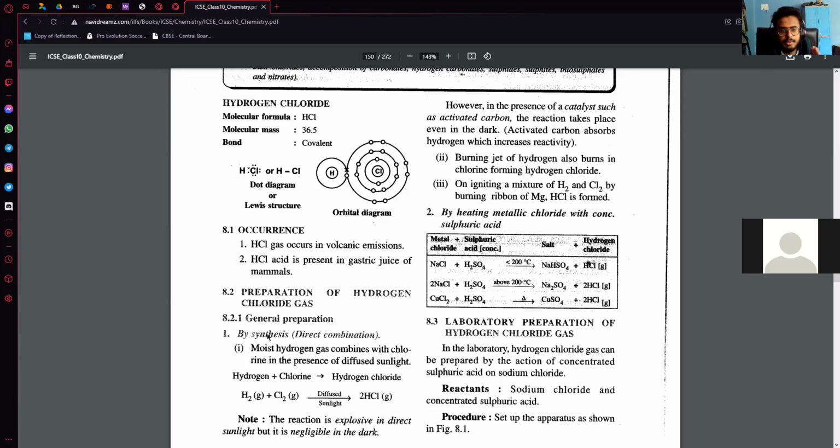Here we react metal chlorides like sodium chloride, potassium chloride, calcium chloride, copper chloride with concentrated sulfuric acid. So when we react this with concentrated sulfuric acid, there are two possibilities that can be formed, right? First one is an acid salt, and second one is a normal salt. Acid salt is formed when temperature is less than 200, and normal salt is formed when temperature is greater than 200. So you should remember these two key terms.